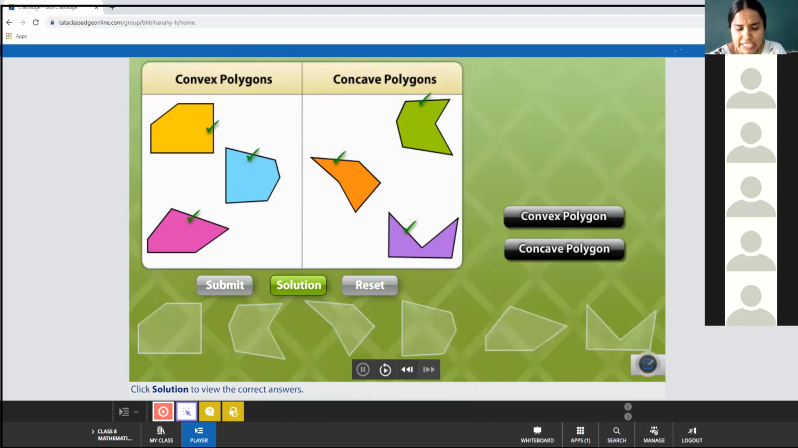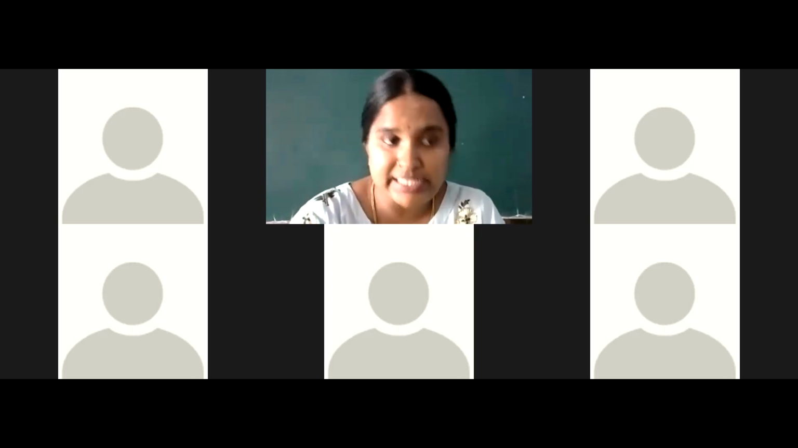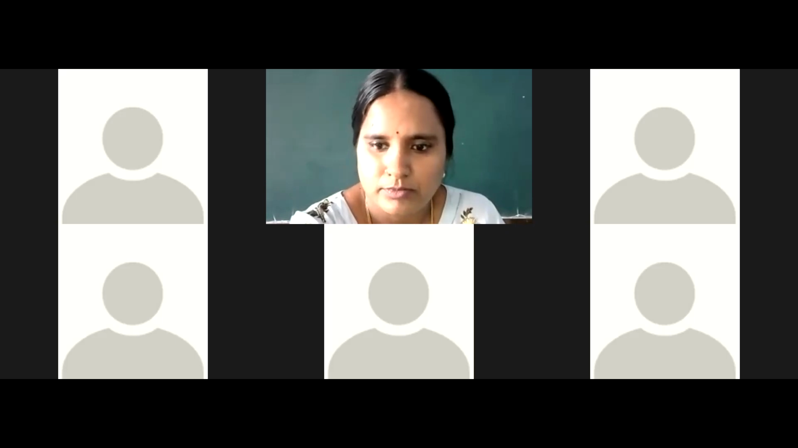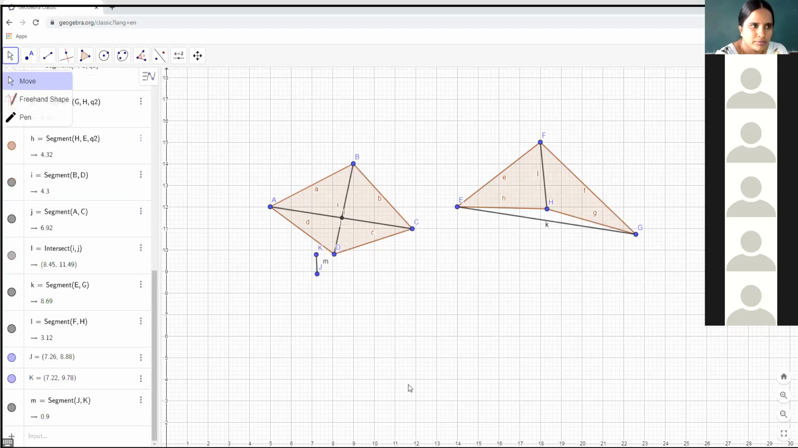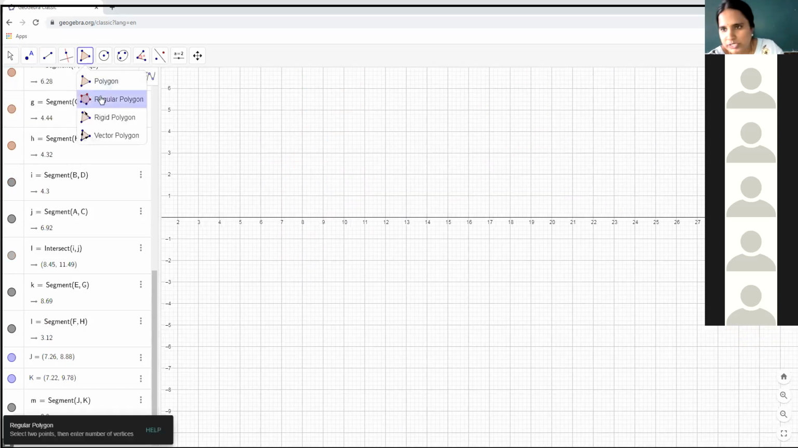Next, we have also discussed that we have another category of polygons, that is regular polygon and irregular polygon. Do you agree? So let us check what is a regular polygon and what is an irregular polygon. So now, see, I am choosing the option for regular polygon if you are able to see. Yeah. So now I am going to draw a regular polygon here.